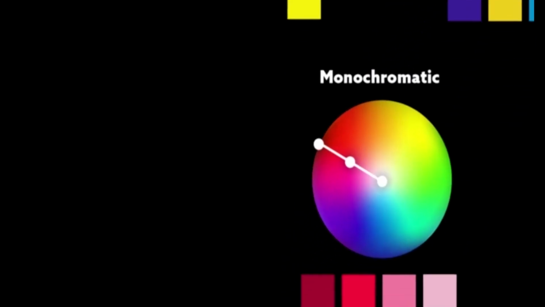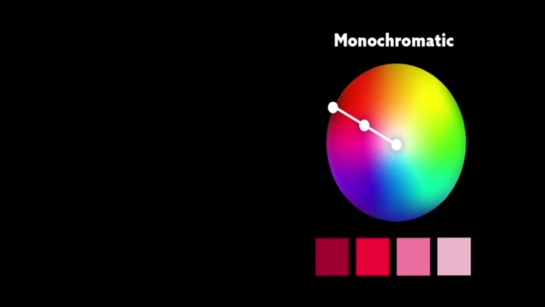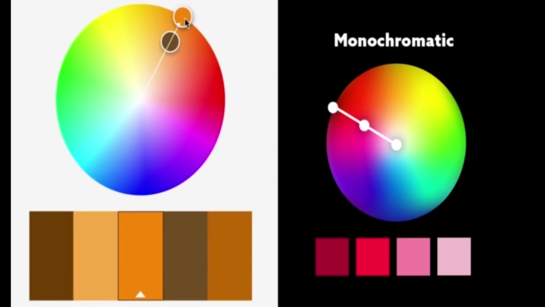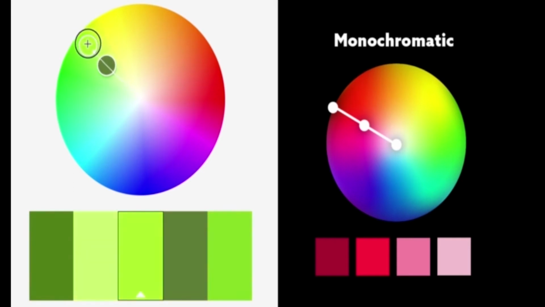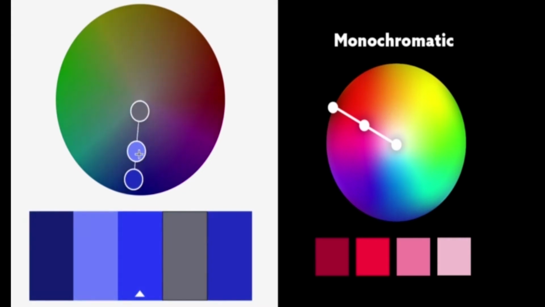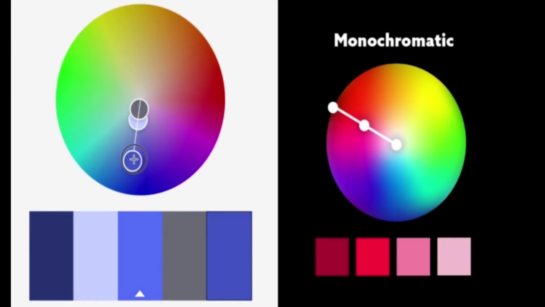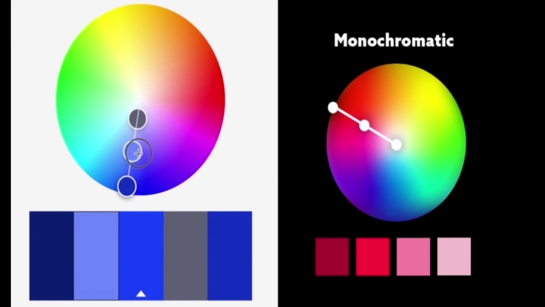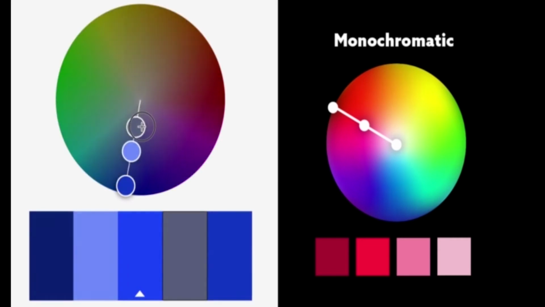The next color harmony we are going to review is monochromatic. Monochromatic colors are a single hue on the color wheel but contain different shades and tints of that same hue, the addition of white and black to a hue or base color. In this case, we can see a monochromatic color palette for a hue of the color blue.